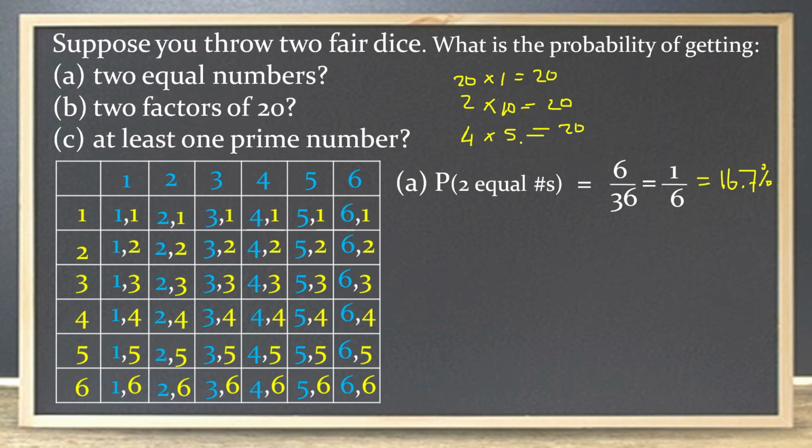But if you look on the dice, the factors of 20 that are on the dice are 1, 2, 4, and 5. Okay, so the problem is saying two factors of 20. So let's see what's the possibility of obtaining two factors of 20. All right, so we say 1 and 1 are all factors of 20. So these two are factors of 20. 1 and 2 are factors of 20. 1 and 3, no. 1 and 4 are factors of 20. 1 and 5 are factors of 20.